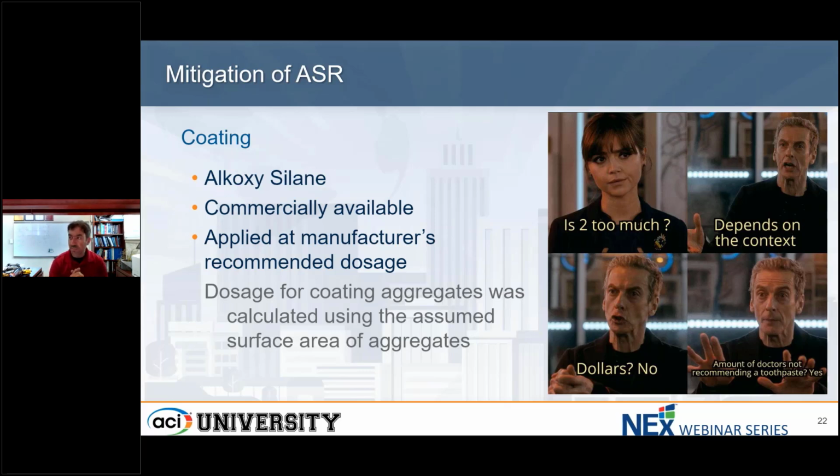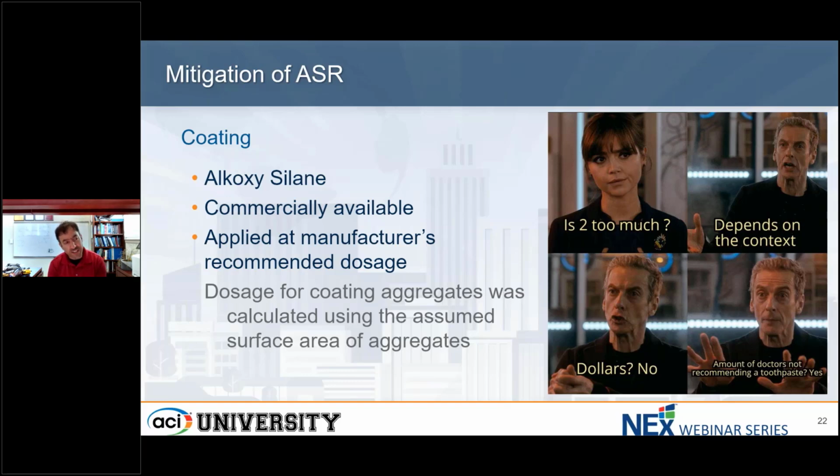And it worked pretty well. We could see that there was very little, for lack of a better word, drippage of excess sealer. So it seemed like we got it pretty close to just coating the aggregate, but not having a bunch of extra.